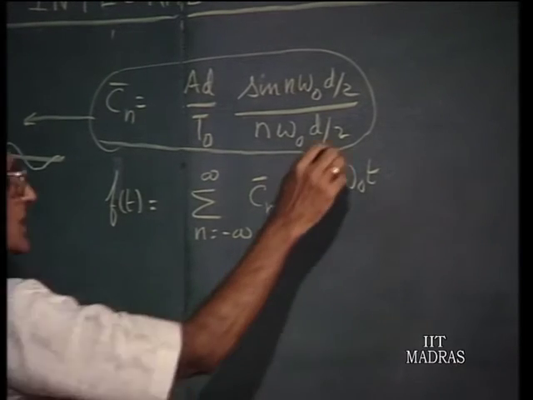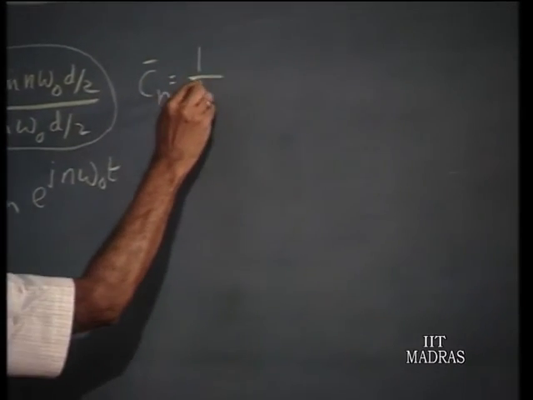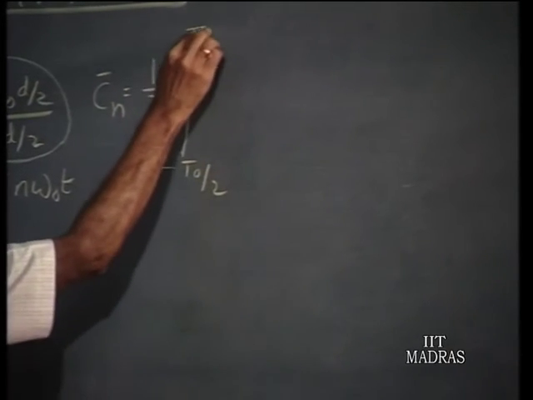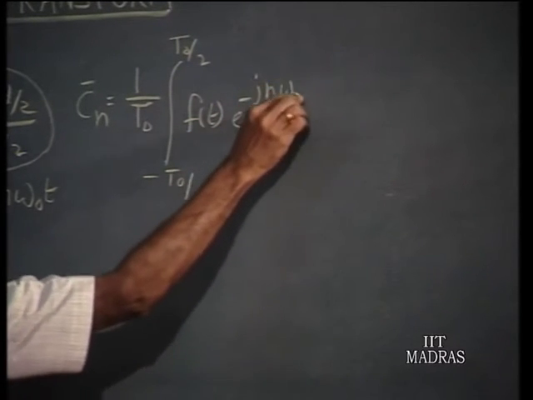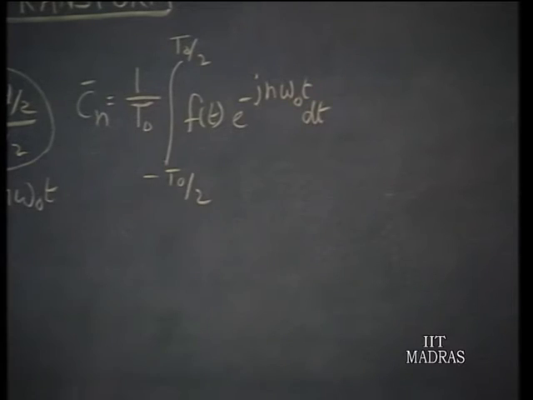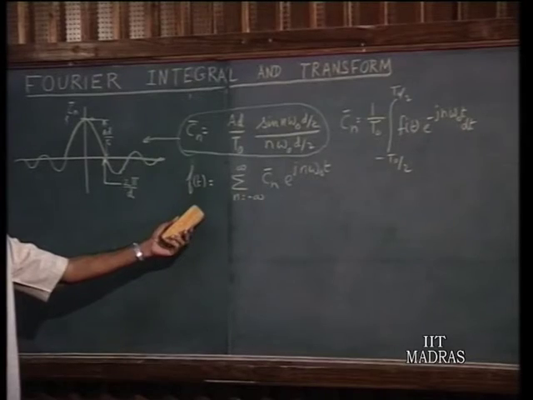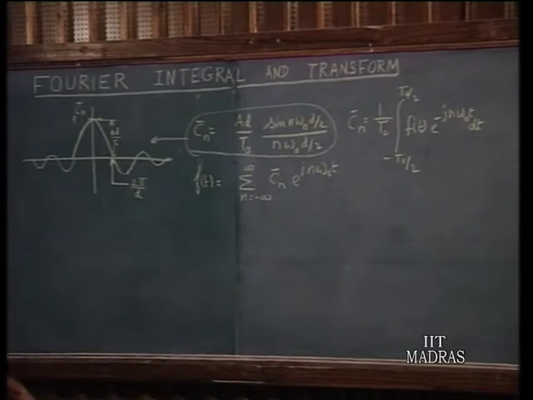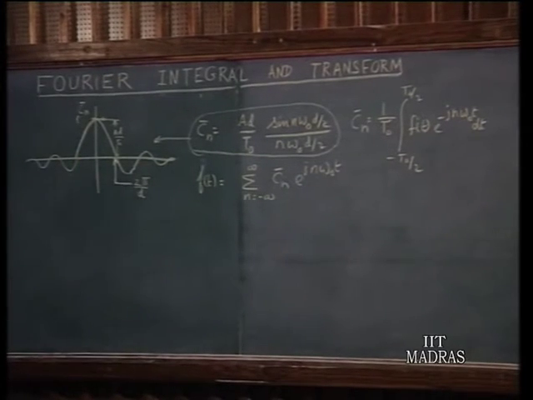The general formulation for C n in a general case would be 1 over T naught, integral from minus T naught upon 2 to plus T naught upon 2 of f of t e to the power of minus j n omega naught t dt, as we already know. So, these are the two general expressions for C n, and this is the f of t, which is the Fourier series for this waveform. In the particular case of a periodic pulse train, this would be the particular value of C n that we derive for our special case.